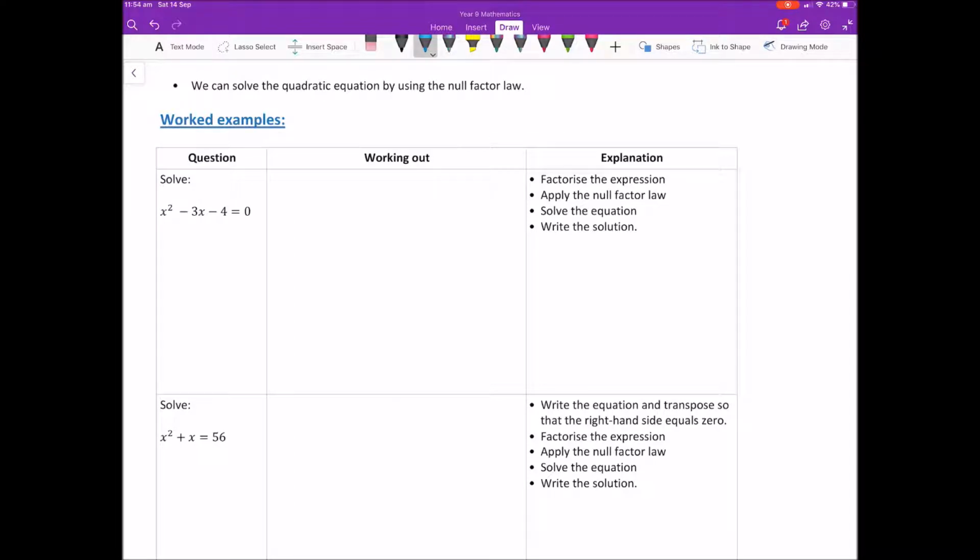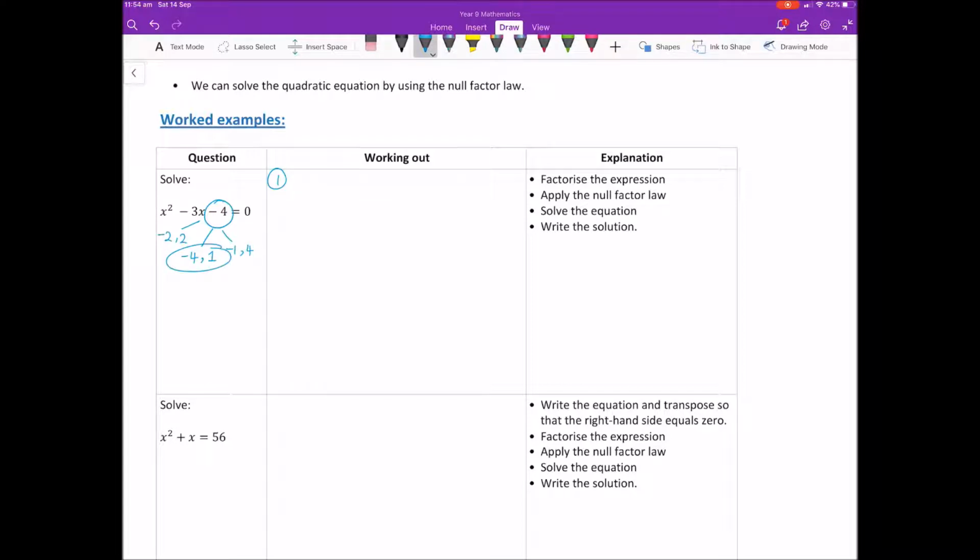So we've been given the equation x squared minus 3x minus 4, and we're told that we need to find the values of x which allow this equation to equal 0. So the first thing we're going to do is factorize the expression. Remember, we're trying to find terms that multiply to give us negative 4. So it could be negative 4 and positive 1. It could be negative 1 and positive 4. Or it could be negative 2 and 2. But now we need to find which one of these, when added together, gives me an answer of negative 3.